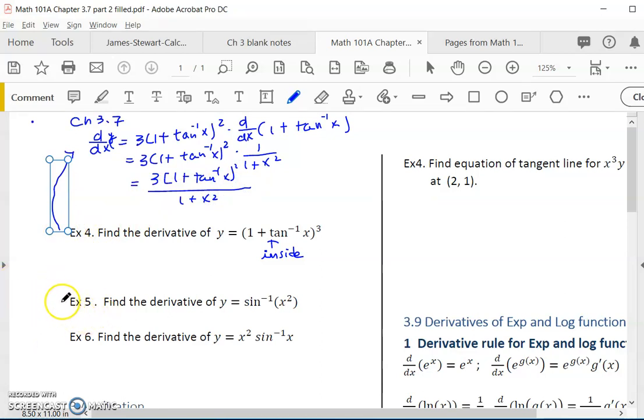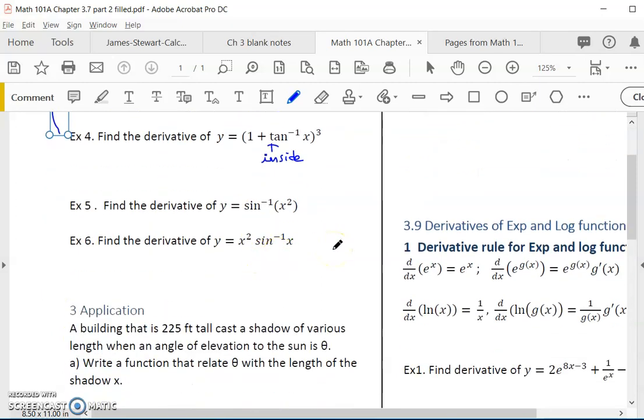So for 5, let's use the space here. Well, for 5, maybe we'll just do it in class. And then let's do 6. 6 is a product rule. I have an x squared, and then it's arcsine x, which is a product. So let f equal x squared, g equal arcsine x. So f prime is 2x. g prime is 1 over square root of 1 minus x squared, right?